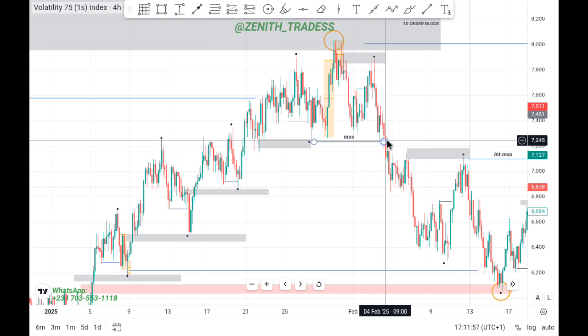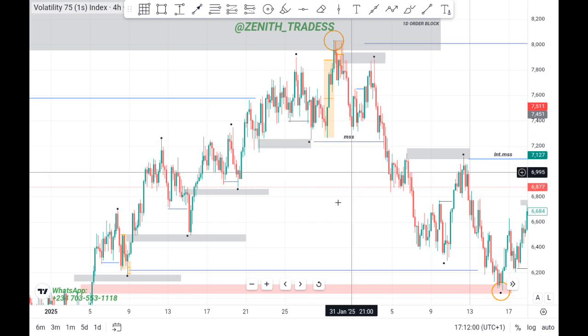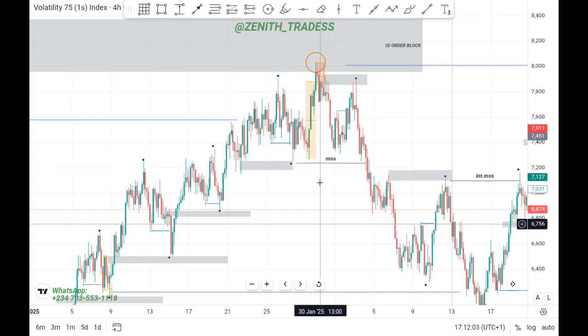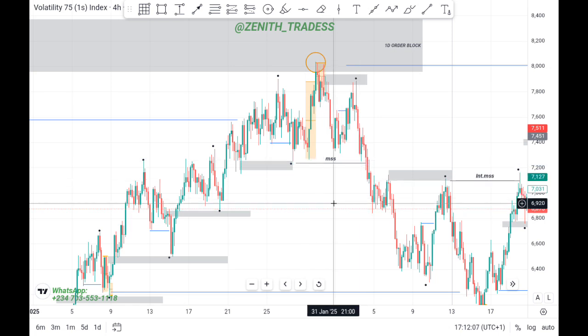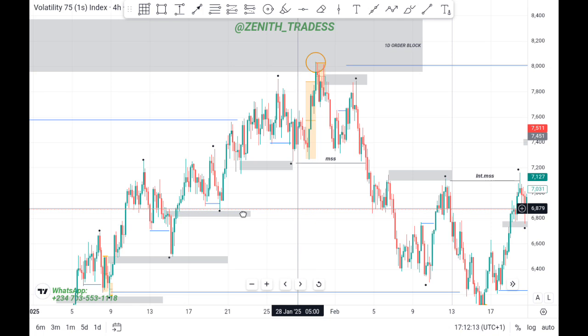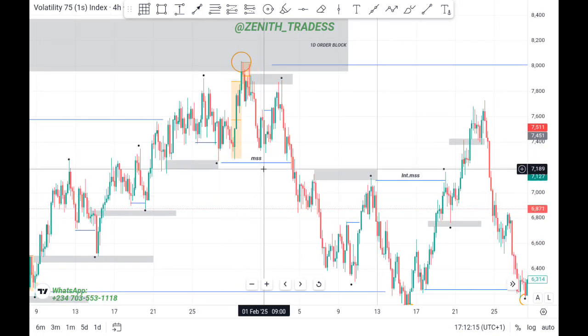But look at it here. The only time a strong low should be broken is when the market wants to change direction, and that's why we have market structure shift. So when a strong low or a strong high has been taken out, that confirms market structure shift, or change of character, as you may call it. So we have market structure shift here.